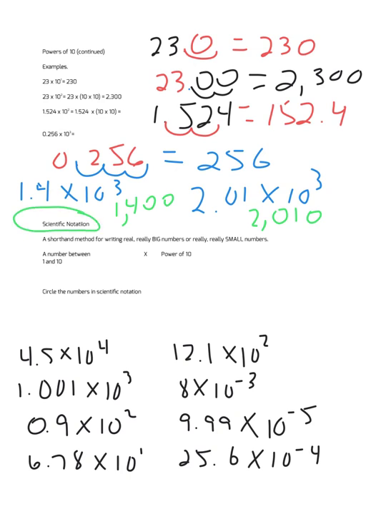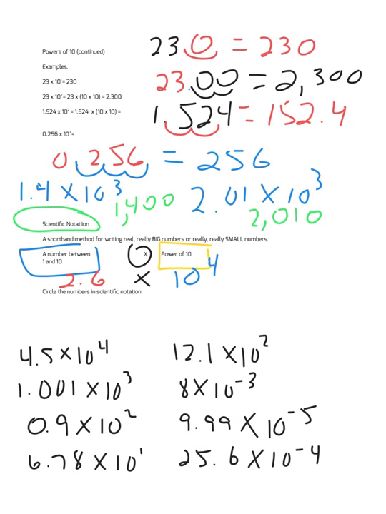Scientific notation is a shorthand method for writing really, really big numbers or really, really small numbers. There are two components to scientific notation. You need a number between 1 and 10 multiplied by a power of 10. So an example of a number between 1 and 10 would be like 2.6. Multiplied by a power of 10 would be like 10 to the fourth power. This is in scientific notation because it fits all the requirements.